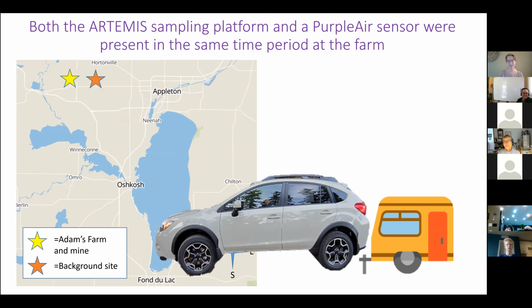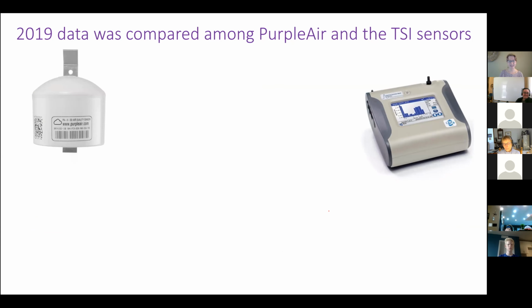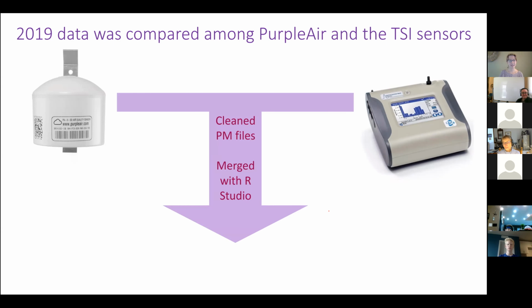If you're familiar with Deanna's lab, you'll know about the Artemis platform, or if you caught Carl Painter's talk, you'll know about it. And inside of the Artemis platform, we have housed the TSI sensor for a number of points throughout the years. So we had the TSI sensor at a very similar location to the PurpleAir sensor. This meant that we could take data from our PurpleAir sensor at Adams Farm and the TSI, clean and merge them, and ultimately compare them to make an impromptu validation comparison.